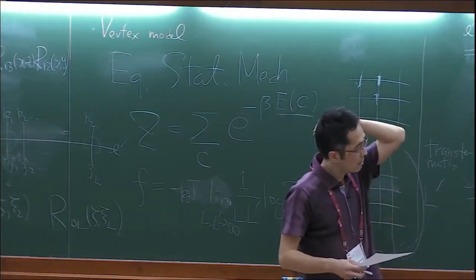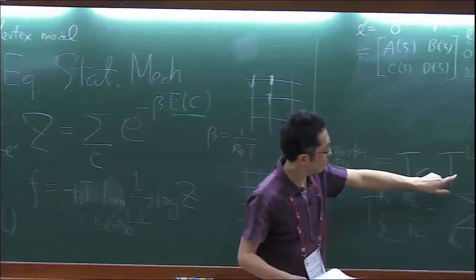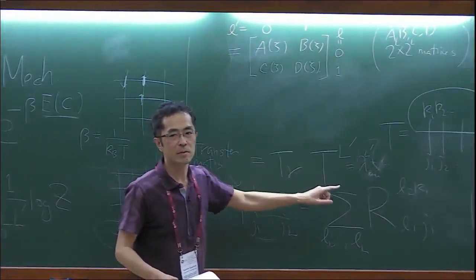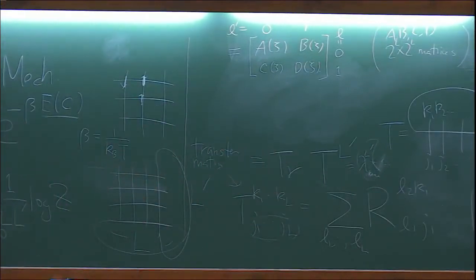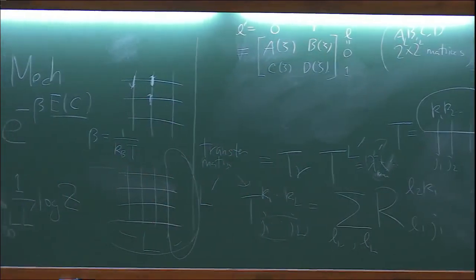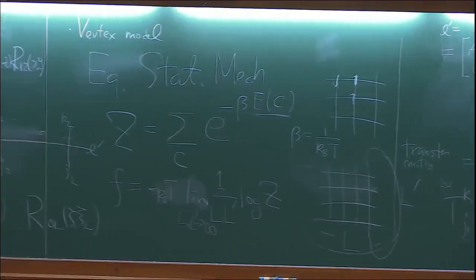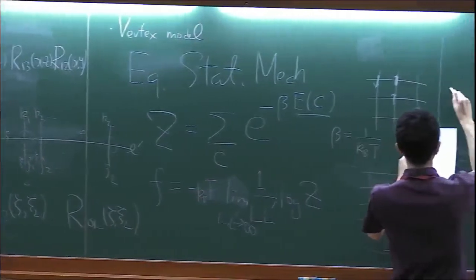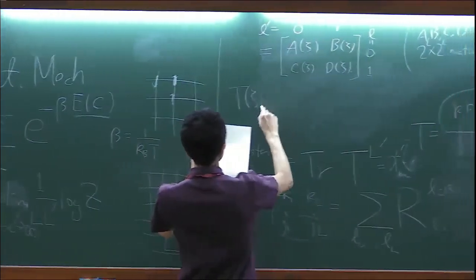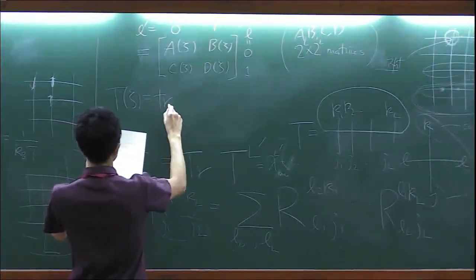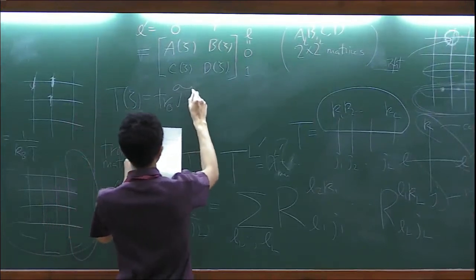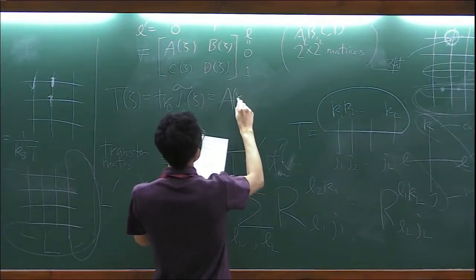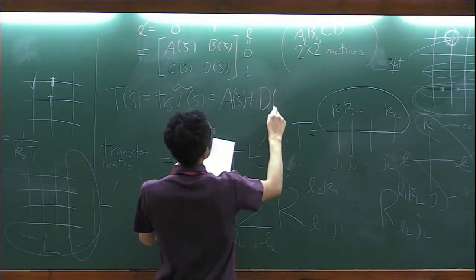Then, we were interested in diagonalization of this transfer matrix, right? But we introduced this monodromy matrix. But they are related by a very simple relation, right? So in fact, the transfer matrix is just a trace of this monodromy matrix. And in this notation, these are just A plus D.